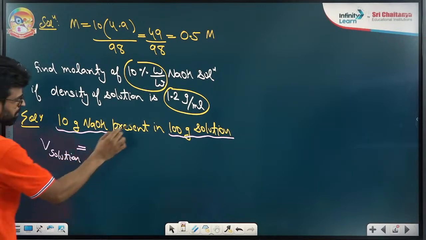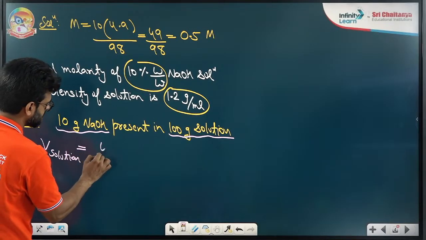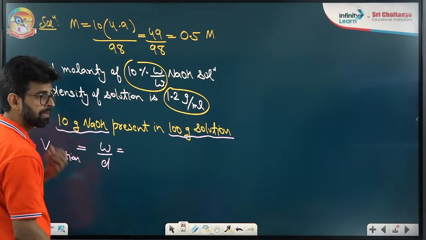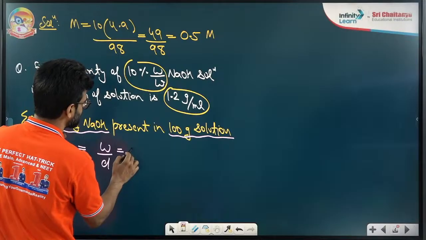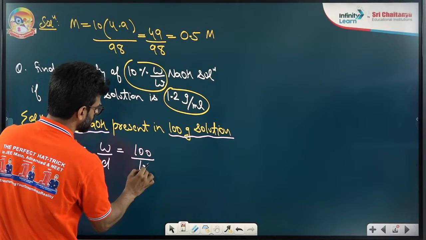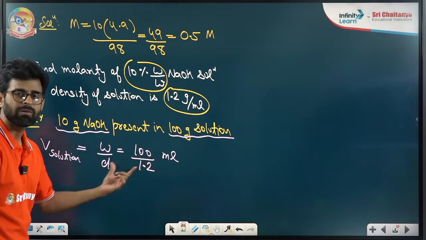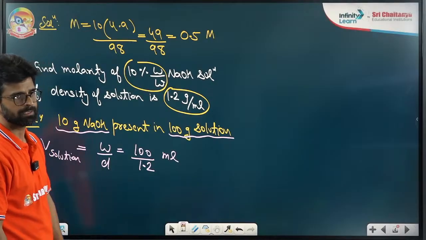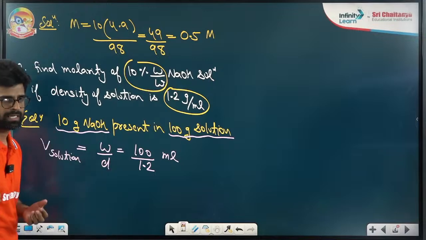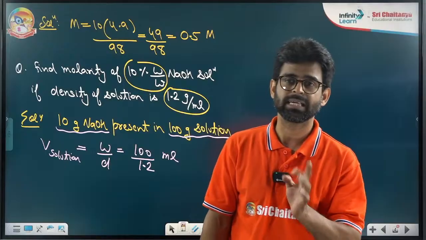How do we find volume? It is weight by density, right? What is weight here? If you see, the weight is 100 gram and density is how much? 1.2. So 100 divided by 1.2 ml will be the volume of solution. It is our volume of solution. Now we can proceed. From the weight of solution, I am moving to the volume of solution using density.